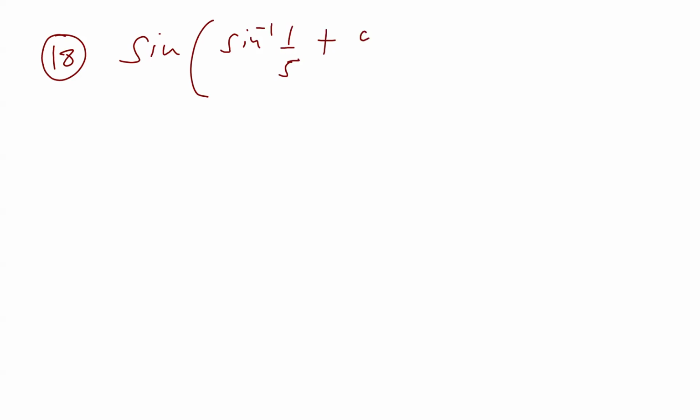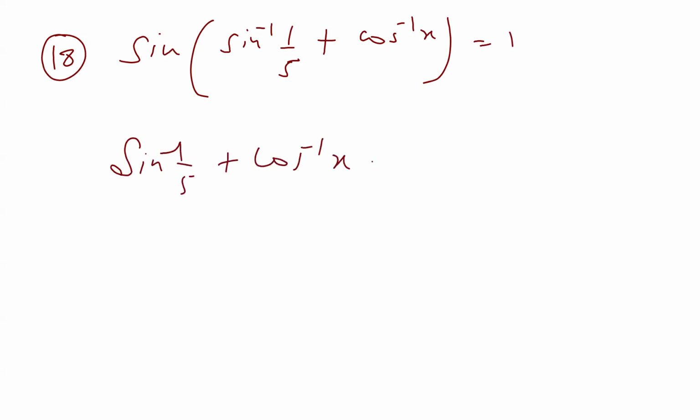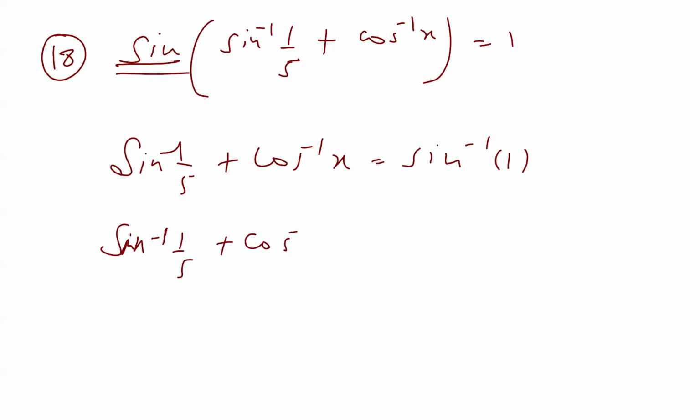Sine inverse of 1 by 5 plus cos inverse of x is equal to 1. Sine inverse of 1 by 5 plus cos inverse of x is equal to sine inverse of 1. This sine, take it on the other side. So sine inverse of 1 by 5 plus cos inverse of x is equal to 90. Sine inverse of 1 is 90, which is pi by 2.